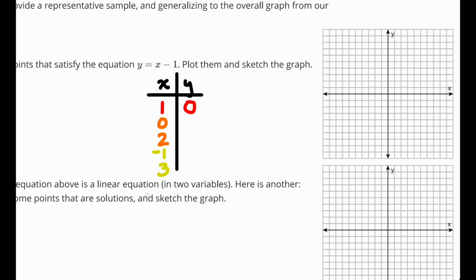Okay, so 1 is at the center. To the left of it is 0, to the right of it is 2, to the left of it 2 spots is negative 1, to the right of it 2 spots is 3. And then from there, I'm just going to plug it into the y equation to get those y values.